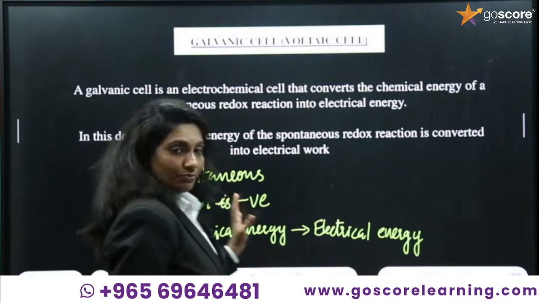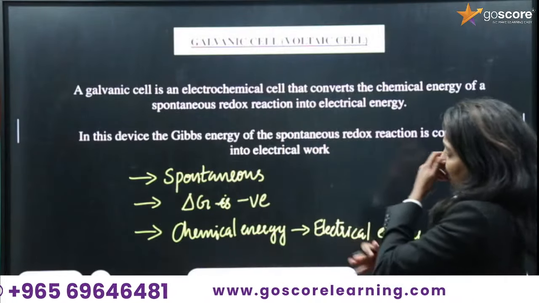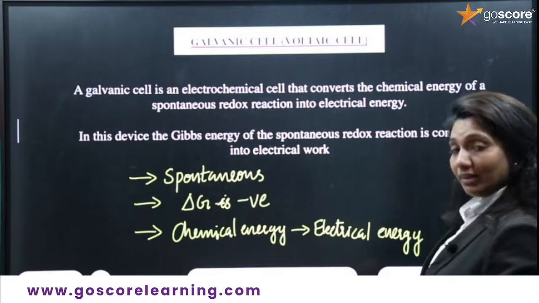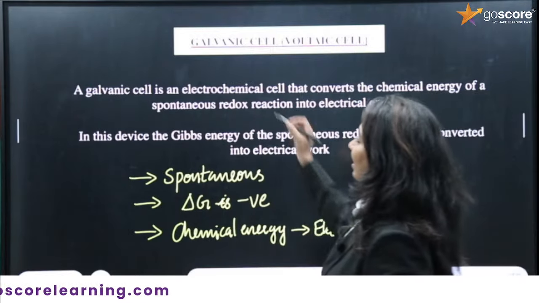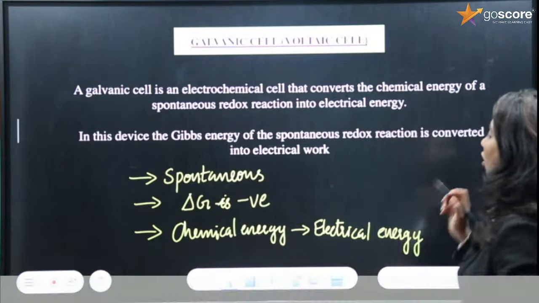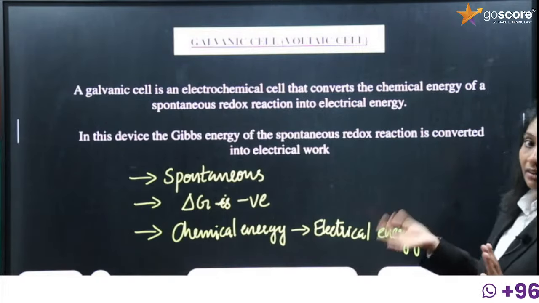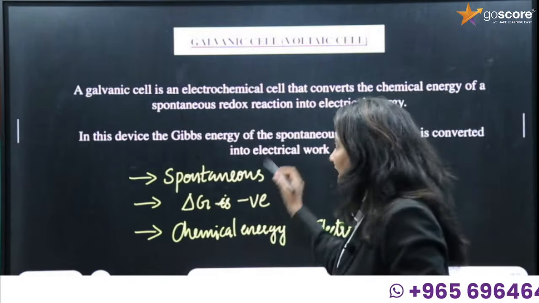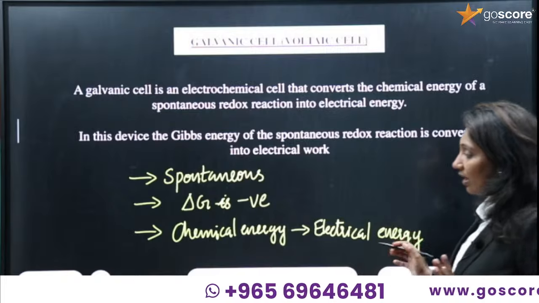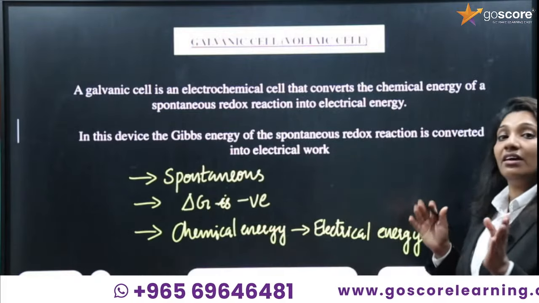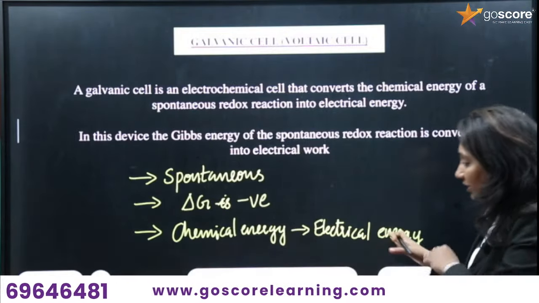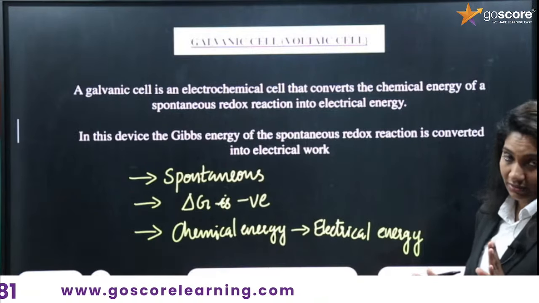Now we already know these three points. By these points we can write the definition or explanation for the galvanic cell. A galvanic cell is an electrochemical cell that converts the chemical energy of a redox reaction, or the chemical energy of a spontaneous reaction, into which energy? Electrical energy. So here the chemical energy of the spontaneous redox reaction is converting into electrical energy, right?